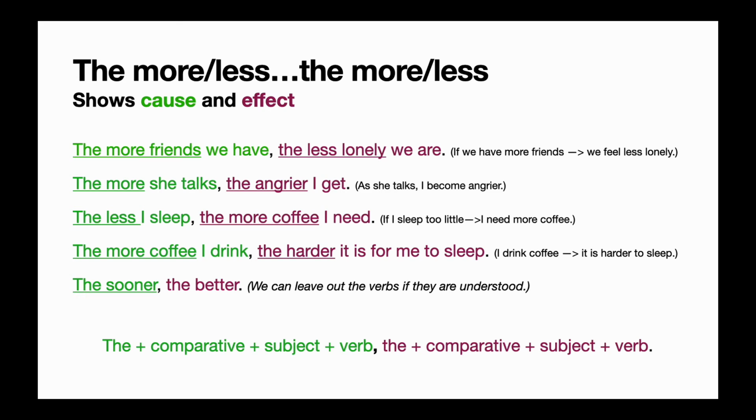The next sentence shows the opposite. The more coffee I drink, the harder it is for me to sleep. Here, drinking coffee is the cause that makes it harder to sleep. Finally, the sooner the better is a common English expression, and here there are no verbs. We can leave out the verbs if they are understood. Here we just have two comparatives preceded by the article, the sooner the better. And the meaning here is when something happens sooner, it is better.